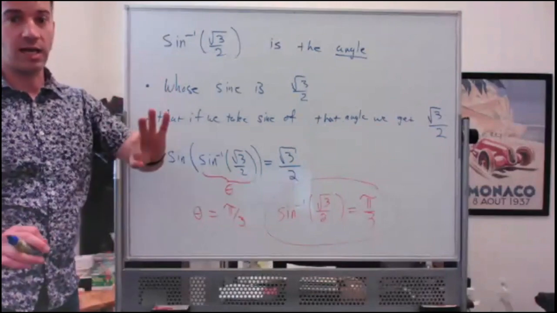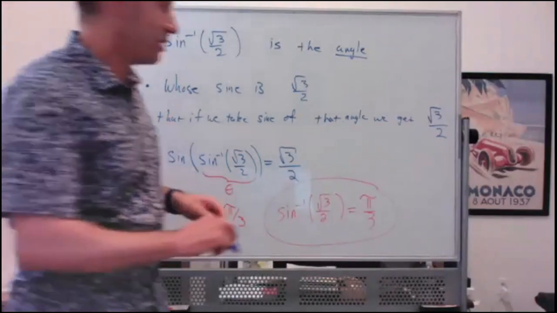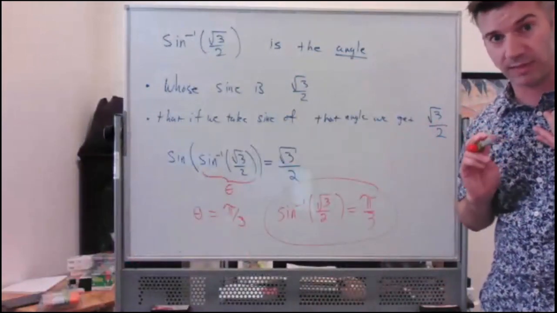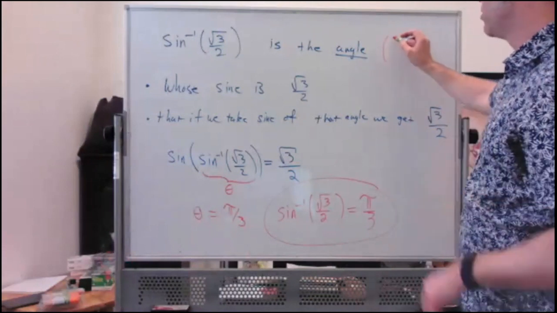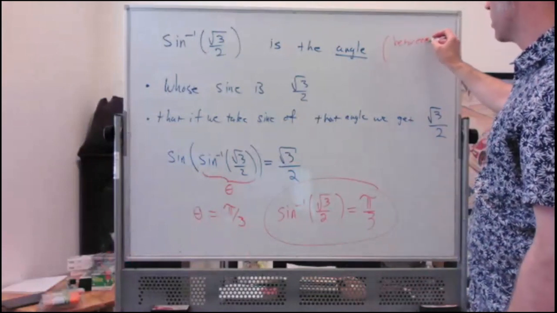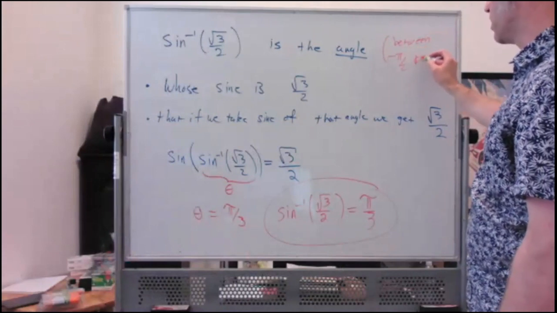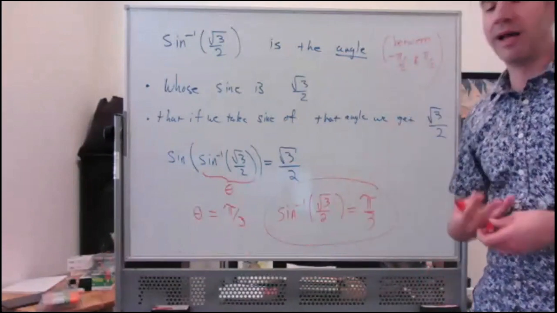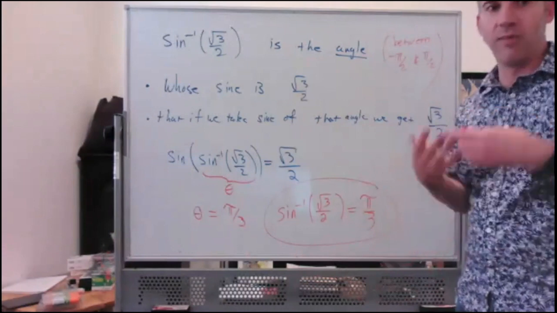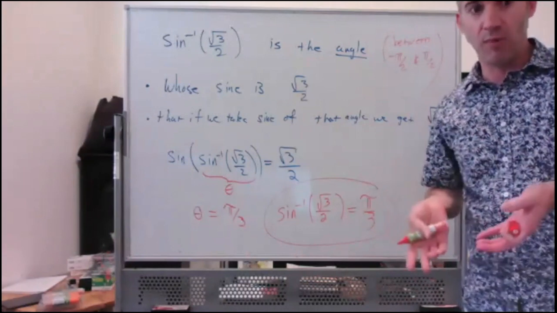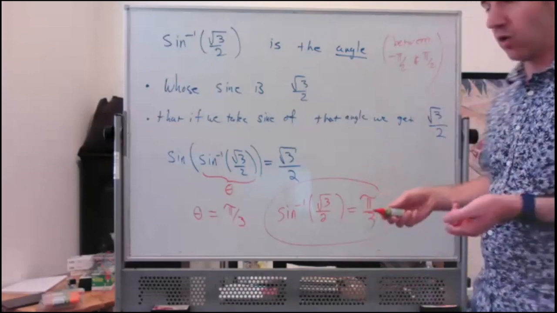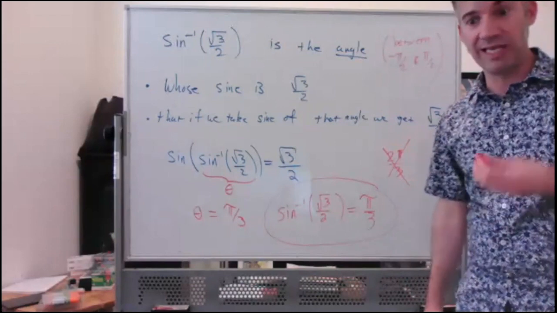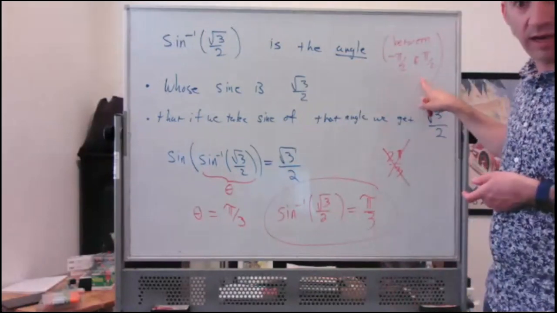So the inverse sine is a function. I don't need you to be this explicit on your exam, but I could have been more explicit right here and said it's the angle between negative pi over 2 and pi over 2, right? Because we agree that we're going to define this function to have outputs that are between negative pi over 2 and pi over 2. So that means 2 pi over 3 can't be the answer, because 2 pi over 3 is not between negative pi over 2 and pi over 2.